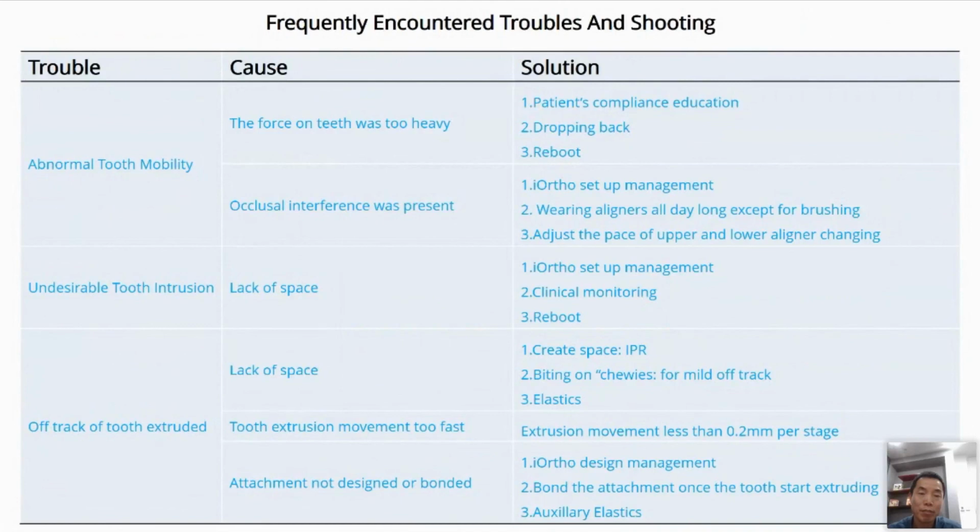We can solve it by patient compliance education, dropping back an aligner, or reboot. Another cause is that occlusal interferences were present. So first, we should have very good management in the ISO setup stage. Second, wear aligners all day long, except for brushing, to avoid interferences during daily life. And third, adjust the pace of upper and lower aligner change.